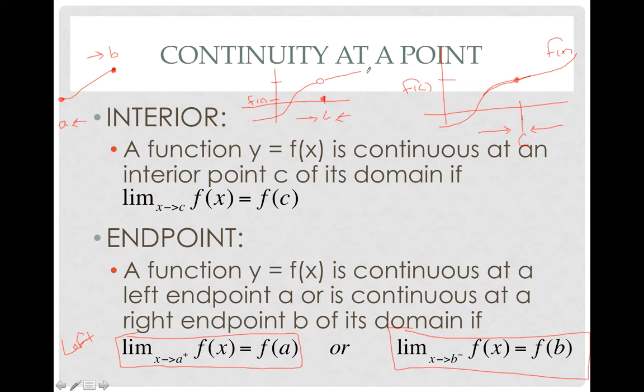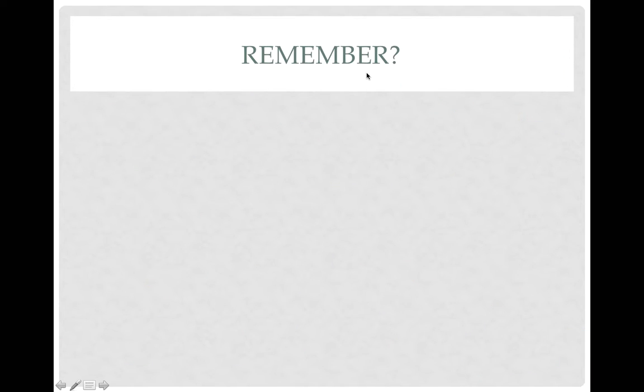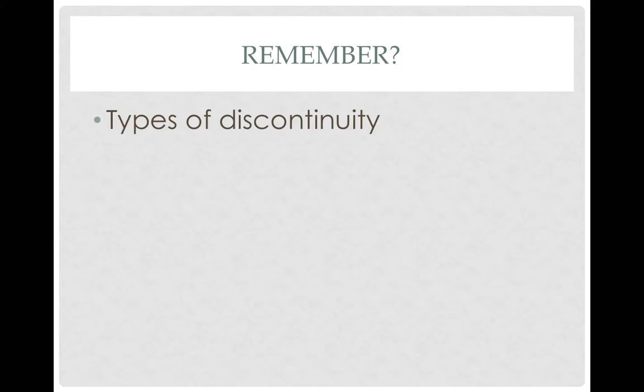So one of the things that we want to be able to do is figure out if a function is continuous or not continuous. And interesting functions, you'll see an example here in a few minutes. There are some things you do need to remember. Types of continuity, or actually types of discontinuity. And the first one is removable.